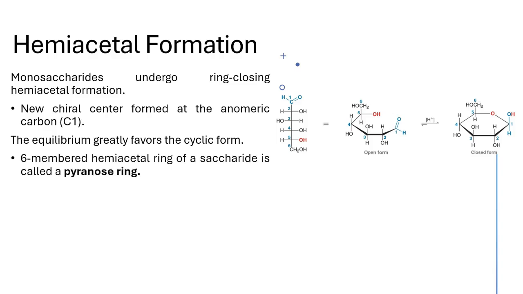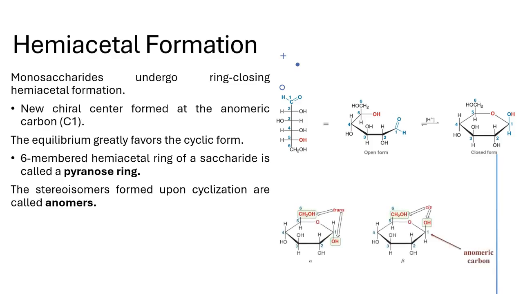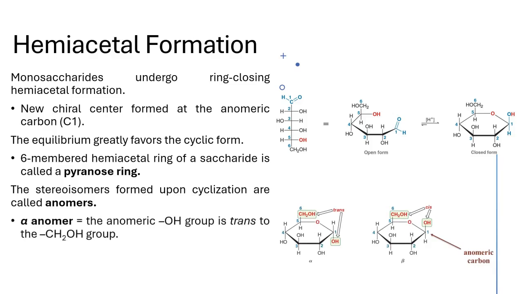A 6-membered hemiacetal ring of a saccharide is called a pyranose ring. The stereoisomers formed upon cyclization are called anomers. Alpha anomer. That's going to be the anomer where the OH group is trans to the CH2OH group. Notice here that we have the CH2OH group on top and down here at the bottom. That's the trans species. If they're on the same side of the ring, that's the cis species. The beta anomer, this one's the cis species.